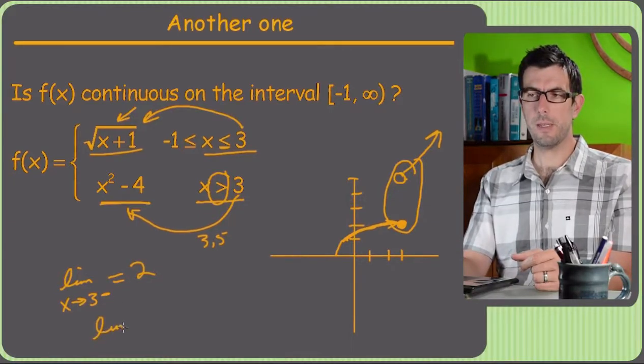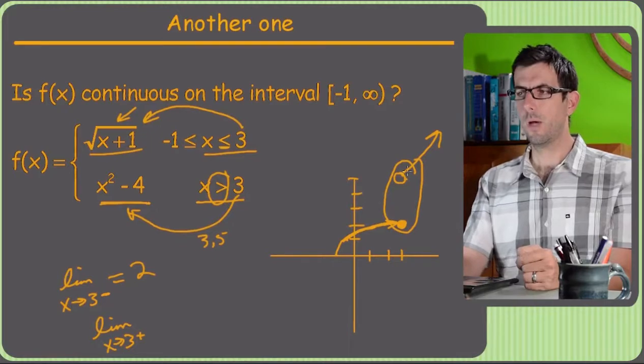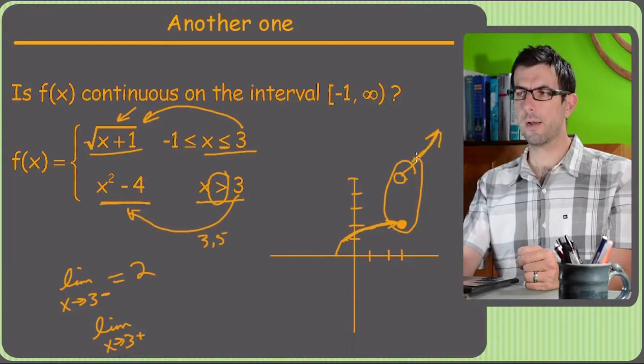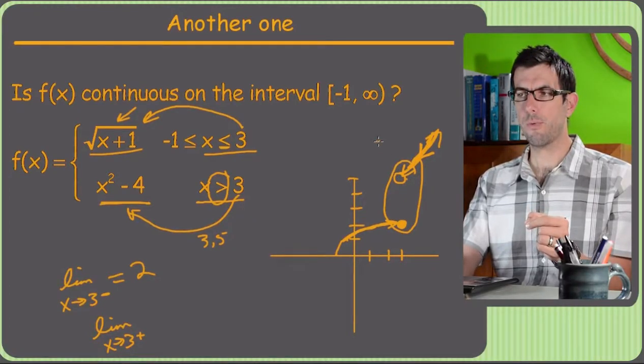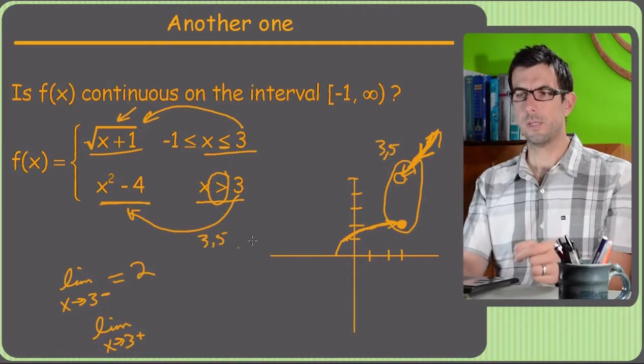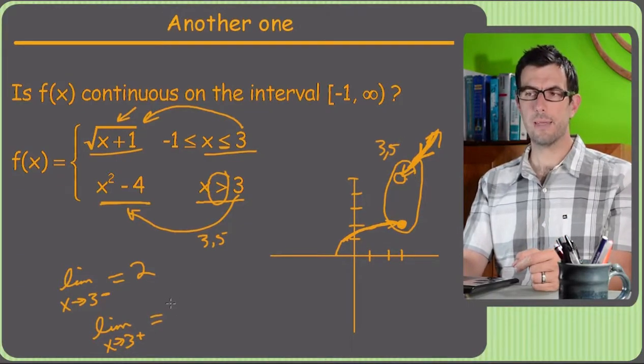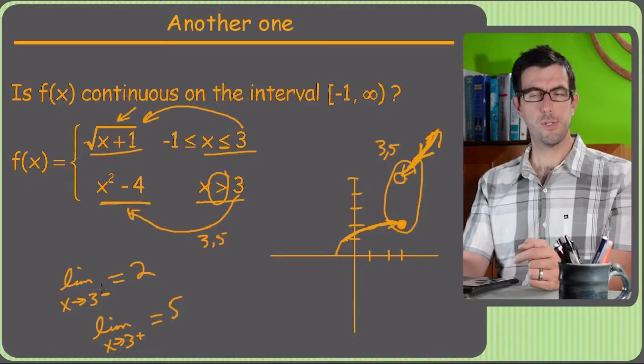What about the limit as x approaches 3 from the right? That's a plus sign to the right side of the 3. Well, let's see. If I'm approaching 3 from the right, I'm actually not on this road anymore. I'm on this road up here. And I'm driving that direction down towards that open dot. And just before I get to that open dot, it looks like I'm headed for that dot, which is 3 comma 5. So the limit as x approaches 3 from the right is 5. So those two limits exist.